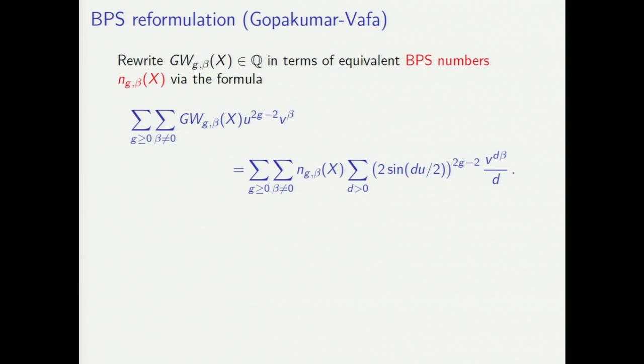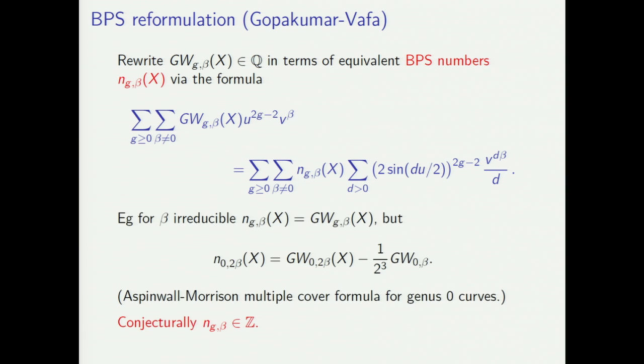So what we're going to do is repackage the Gromov-Witten theory via a universal transformation written here, which you're not really supposed to understand, in terms of different numbers here. And then the Gopakumar-Vafa conjecture would be that these numbers are integers. I'll give you an example. If your class is irreducible, so your curves can never be sums of other curves, then you're dealing with just d equals 1 here, and to leading order sine u over 2 is just u, and this becomes the same as this. So the BPS number is the same as the Gromov-Witten invariant, which is an integer.